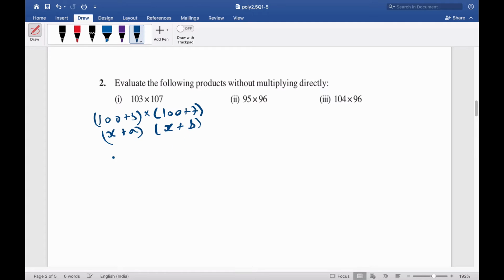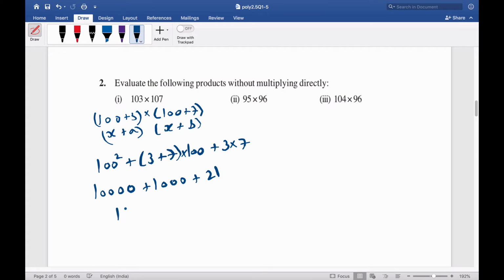Just solved it above. So I will get 100 square plus a plus b into x, which is 100 here, plus a into b, which will be 3 into 7. So I get 10,000. 3 plus 7 is 10, plus 1,000, plus 21. So this will become 11,021. Moving to the next part.